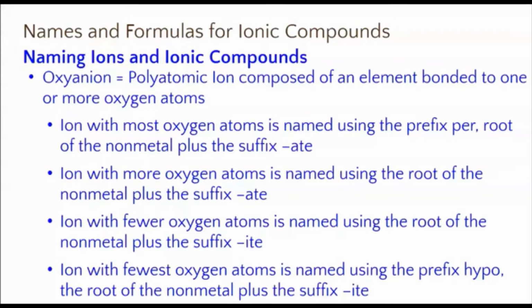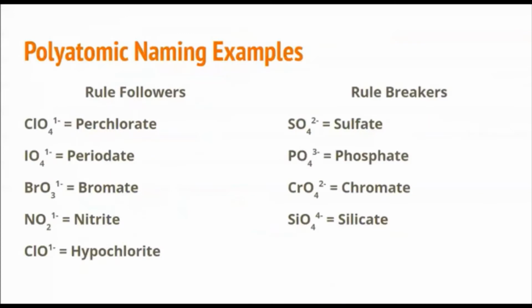So let's look at the examples. For the rule followers, notice they all have the 1 negative charge. So ClO4, that's 4 oxygens, perchlorate. IO4, 1 minus, periodate. BrO3, bromate. Look, the ones with the 4 oxygens start with per and end with ate, and you have the root in the middle. The ones that end in ate have 3 oxygens, with just the root and ate. The one with 2 oxygens, root and ite, nitrite. The one with 1 oxygen starts with hypo, root, ite, so hypochlorite.